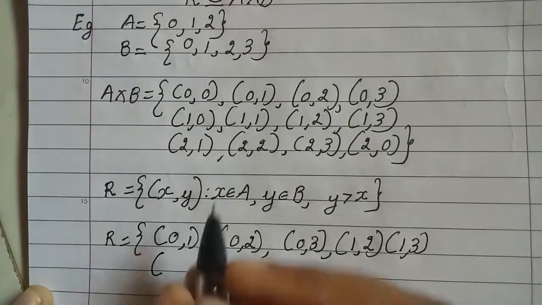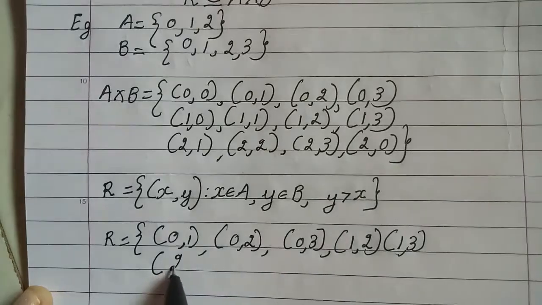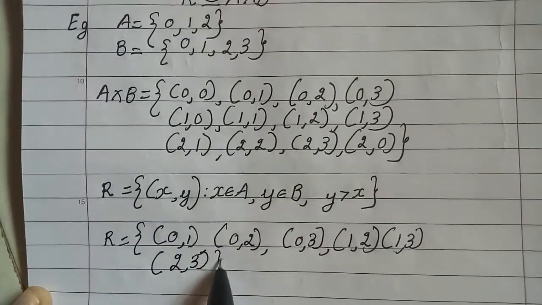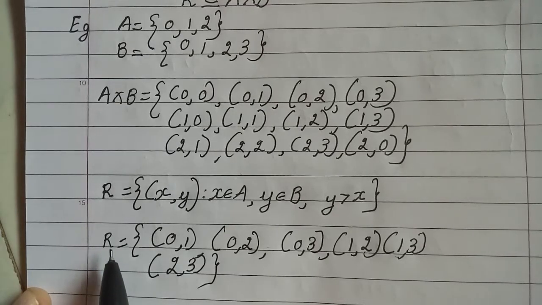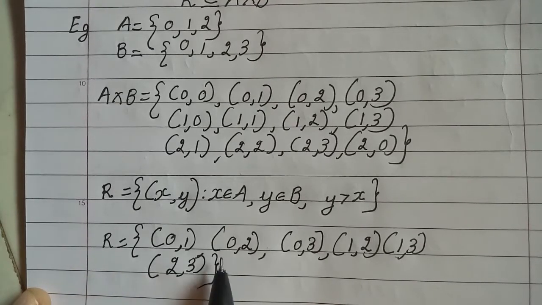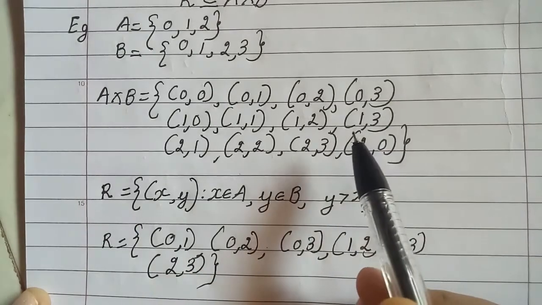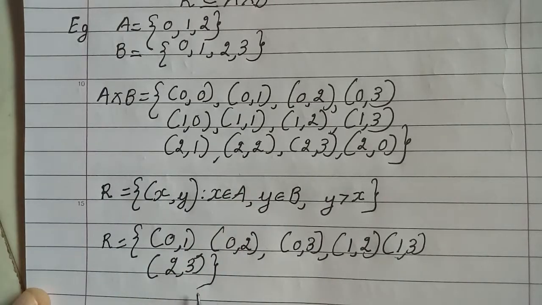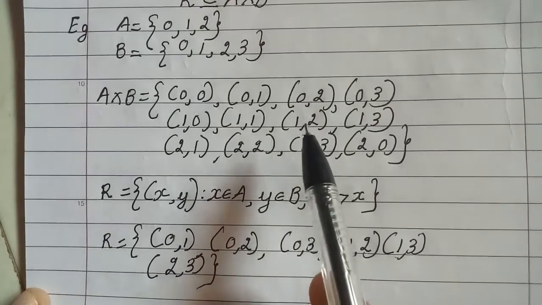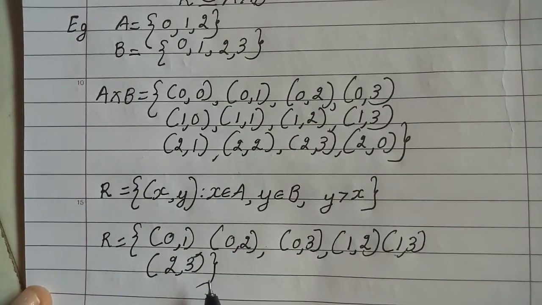(2, 1) will not be there, (2, 2) will not be there, (2, 0) will not be there. I can have (2, 3), which means the second element is bigger. So this is your relation R. If you see, all the elements inside R are members of the set A cross B, right? A cross B is a big set and R is a smaller set. So in this case R is a subset of A cross B. This is one typical example of a relation.